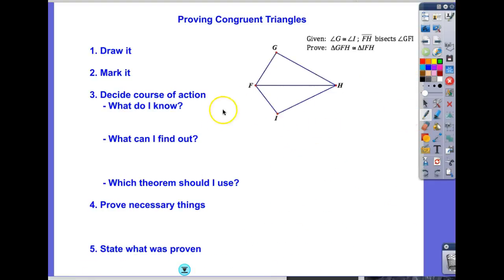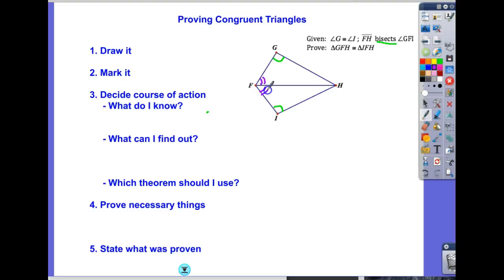Okay, let's look at another one. This says, okay, so of course I'll draw it. It's already there. Mark it. So angle G is congruent to angle I. Angle G congruent to angle I. Marking it. FH bisects angle GFI. Now, what does bisects mean? Bisects means, well, when you see bi, that means two, right? It's going to split it into two equal parts. So I'm going to have two equal angles here then.